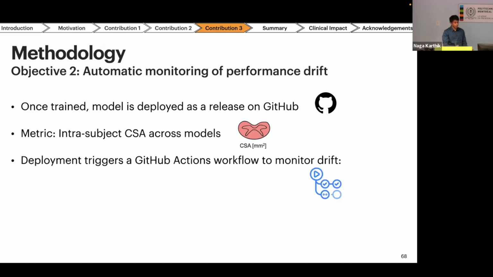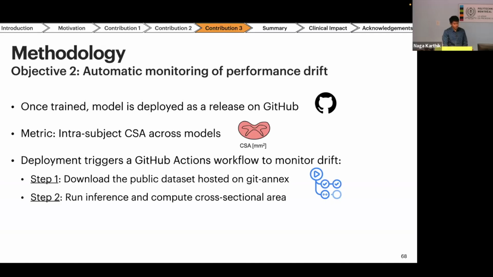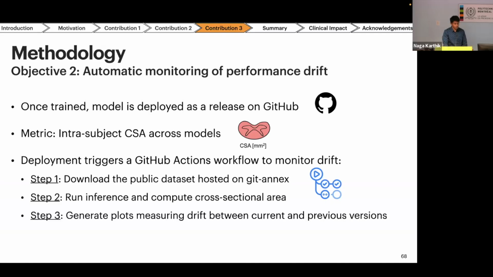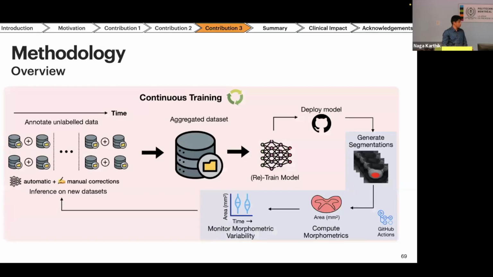And we have a workflow which is triggered once we upload the model. So what this does is that it downloads the data which is hosted on Git-annex. It runs inference on the test set and computes the cross-sectional area, and also automatically plots the drift between the current and the previous versions. So this is a big overview of what I explained. So we start from unlabeled data, have an automatic and manual approach to label them. We aggregate them into a large data set, train the model. Once it is deployed, the monitoring is taken care of automatically by the GitHub Actions workflow.